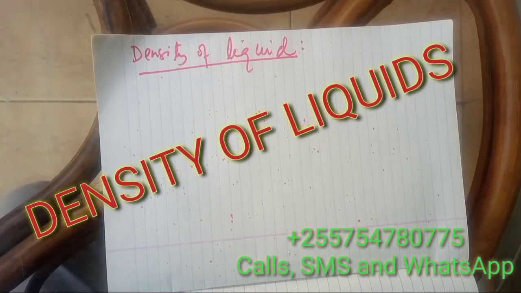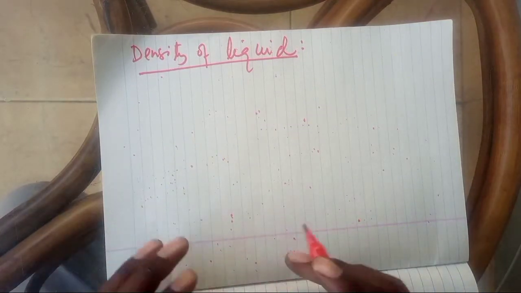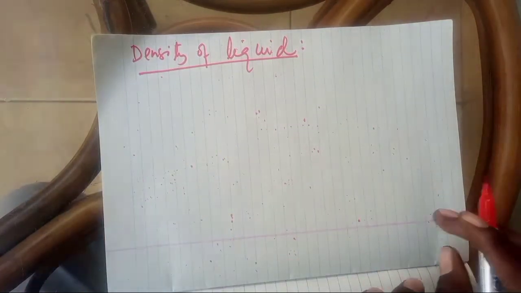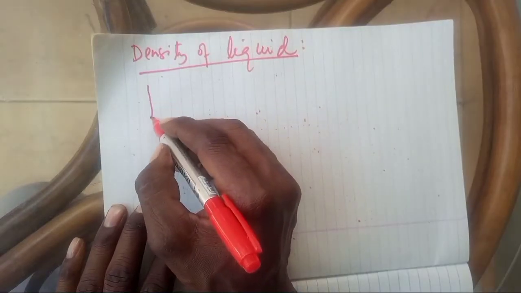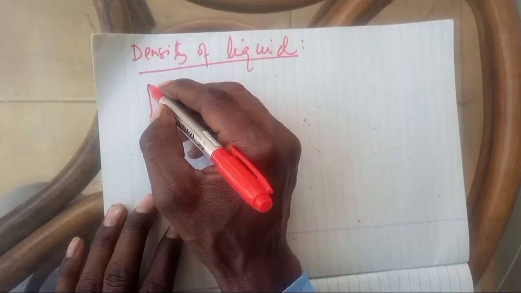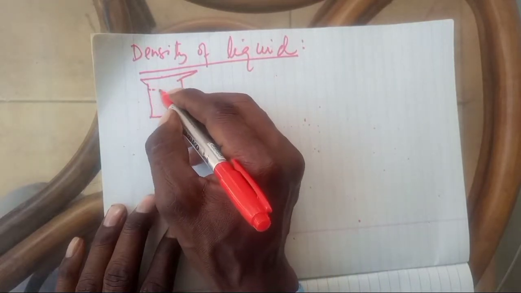The other part in density: how can we determine the density of the liquid? Liquid is something which can flow. To determine the density of a liquid, the only problem is to determine its mass, once the liquid is within a jug or a bottle. This is a beaker. A beaker contains liquid.